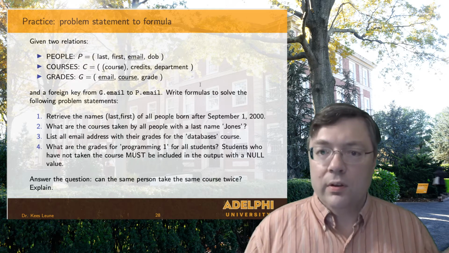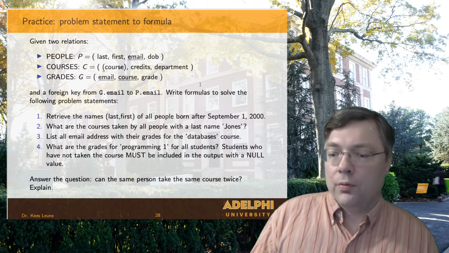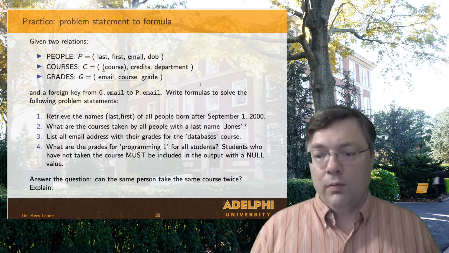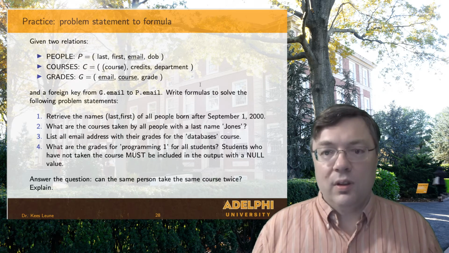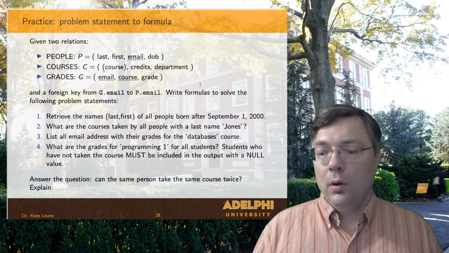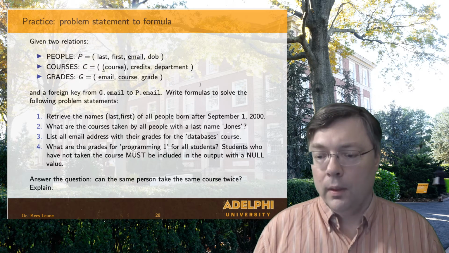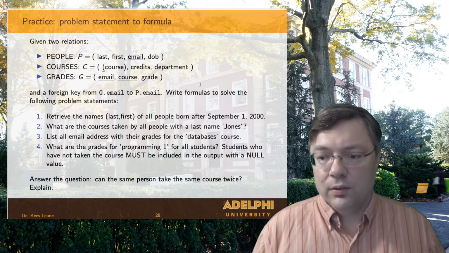And so now we can start thinking about this, and these are exercises we'll do in class. For example, what formulas would you write to represent all of the names, last name and first name, of people born after September 1, 2000? Or what are the courses taken by all people with the last name of Jones? And we'll do this in class.